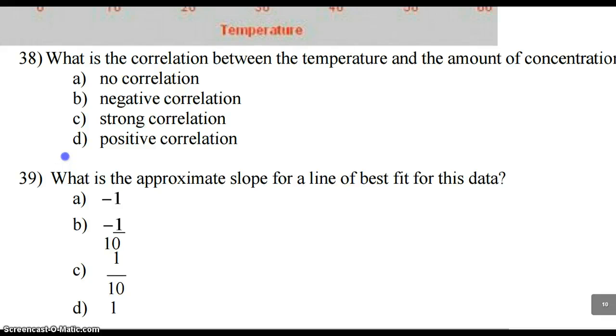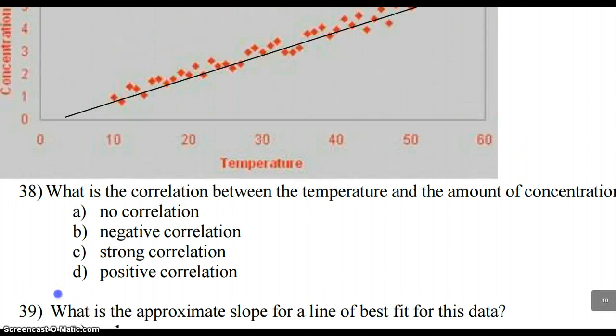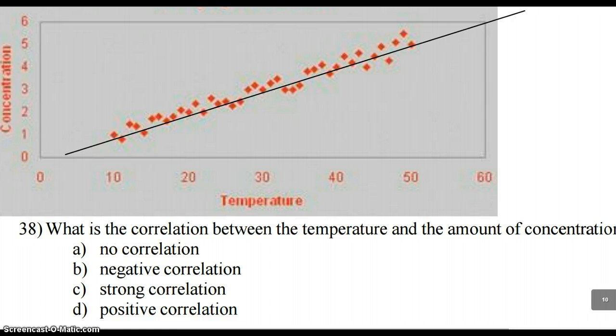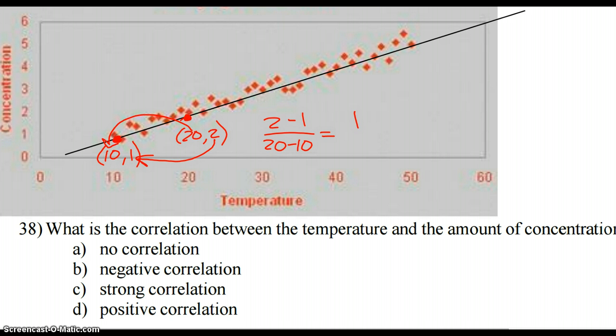Alright, we can eliminate A and B. Those are both negative. But we can see here, just looking at some points, this is the point 10, 1. And then this one right here is about 20, 2. And if you did that same kind of slope formula, I'd take my two y's and subtract those, put those up top, and my two x's, and we get 1 over 10.